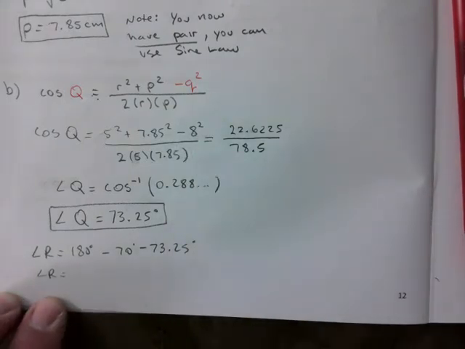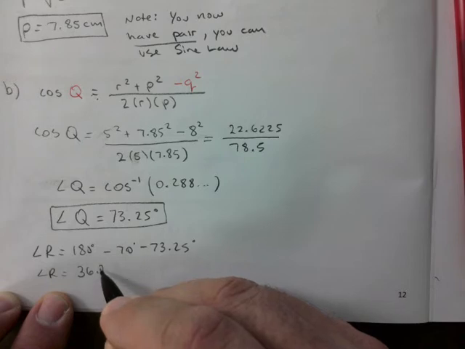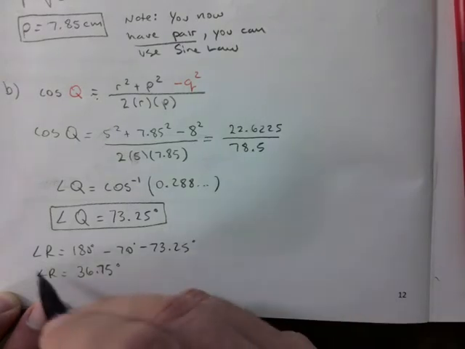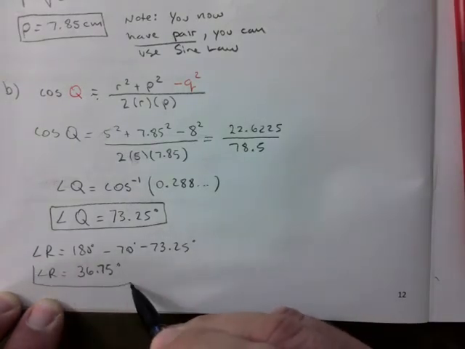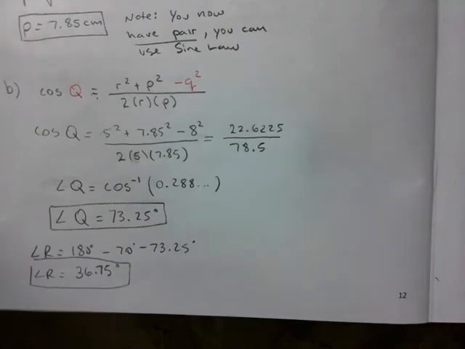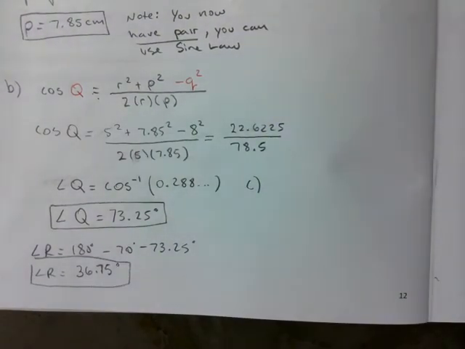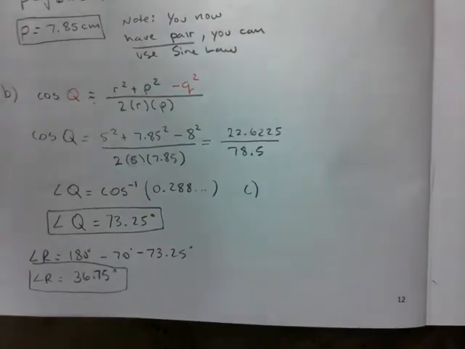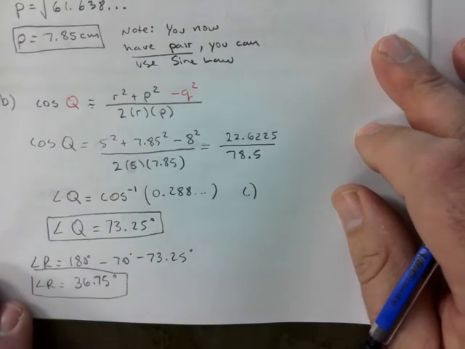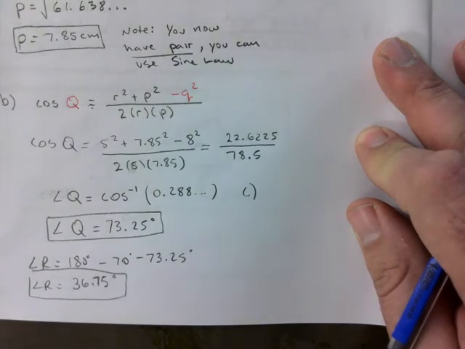180 minus 70, that's 110. That's 36.75 degrees. So you've answered it all. Oh, calculate the height of the triangle. Do you remember how to do that? Anybody? Let's see if you remember. I'm going to go back to my diagram to show you. You have two options. In this case, you do have two options.